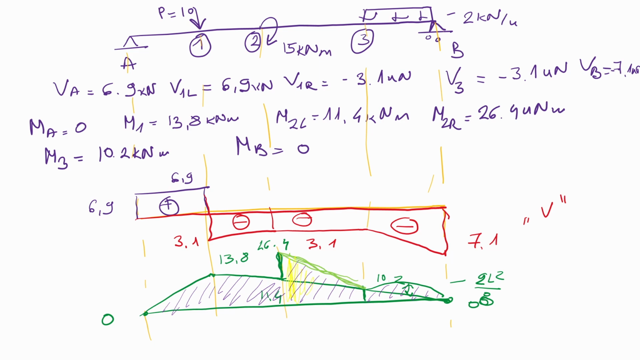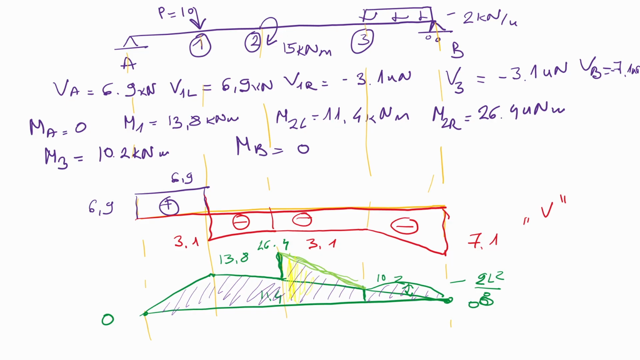At point 1 right, we have minus 3.1, so we are going into the negative part of the diagram. At point 3, we have also minus 3.1. We connect the first and the third point, and that is that part of the shear diagram. And at point B, we have minus 7.1. We connect 3.1 and 7.1, and we are done with shear.